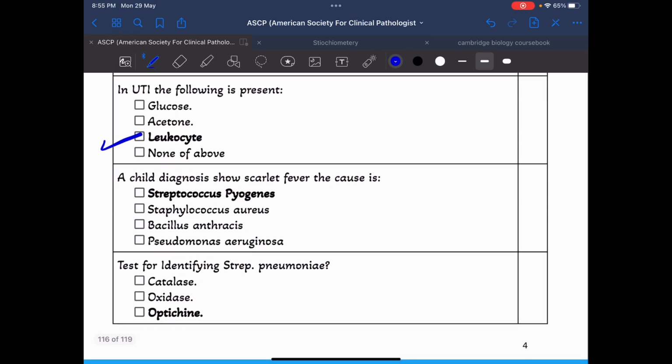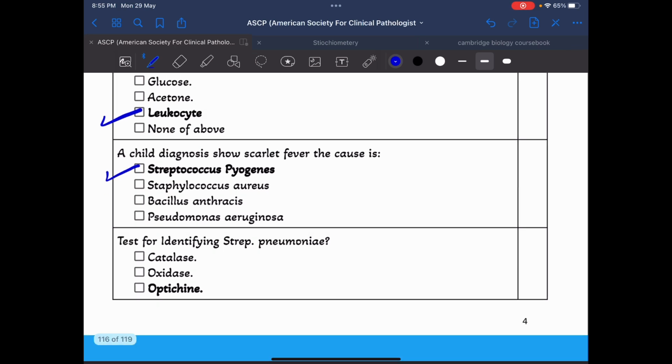A child diagnosed with scarlet fever. The cause is Streptococcus pyogenes, Staphylococcus aureus, Bacillus anthracis, Pseudomonas aeruginosa. Scarlet fever is caused by Streptococcus pyogenes. Test for identifying Streptococcus pneumoniae: catalase, oxidase, or optochin. The correct answer is optochin.